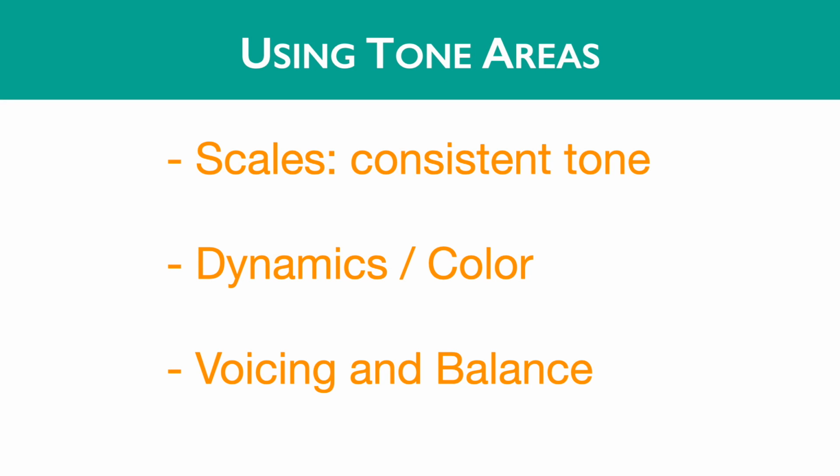Now that we have a basic understanding of where our keyboard playing areas are and what makes them different, it's time to look at three things we can use them for. The first is scales, the second is dynamic coloring, and the third is voicing and balancing on the instrument.